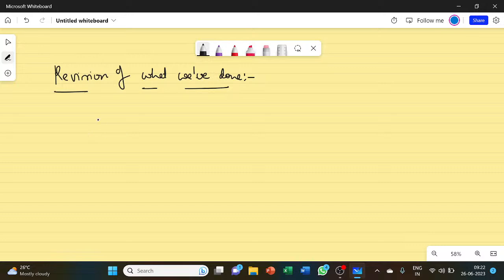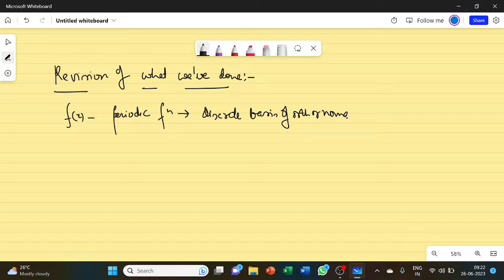So till now we have done that if f of x is a periodic function, then I can represent this periodic function in a discrete basis of orthonormal functions. And these orthonormal functions are nothing but sines and cosines. So if my f of x is a periodic function, then it can be written in the discrete basis of orthonormal functions, that is sine and cosine.